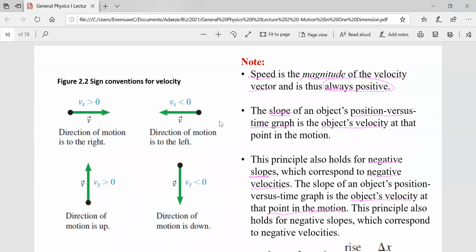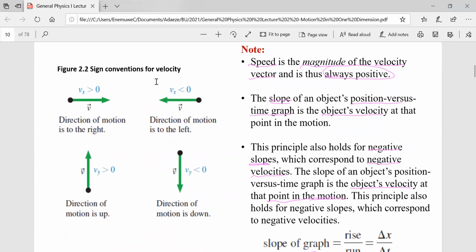So just like we had the conventional sign for the position, we also have for velocity, okay? So in this velocity vector representation, when it's moving to the right, v is greater than 0. To the left, just like the position, less than 0. Same for upward and downward direction as seen earlier, okay? So what are we trying to emphasize by this? We want to emphasize that the speed is actually the magnitude of the velocity vector, and it's always positive. So when you see a negative value, we are not talking about the magnitude, but the velocity.